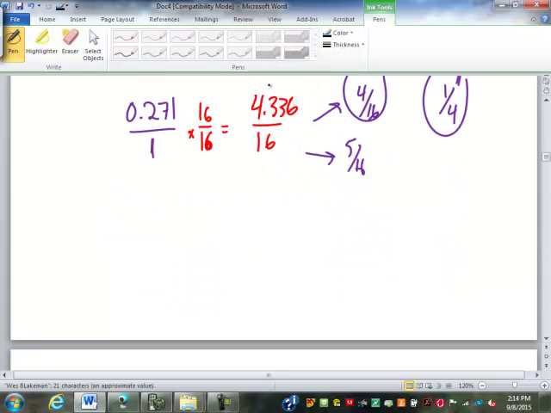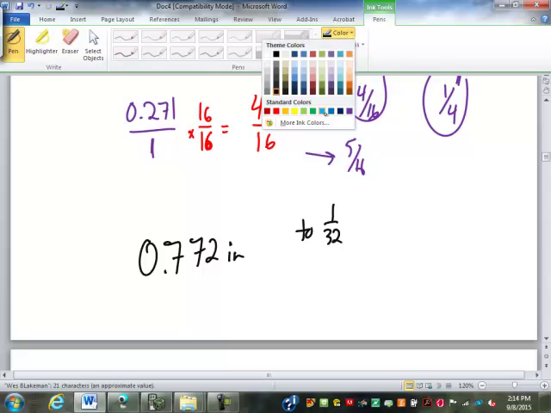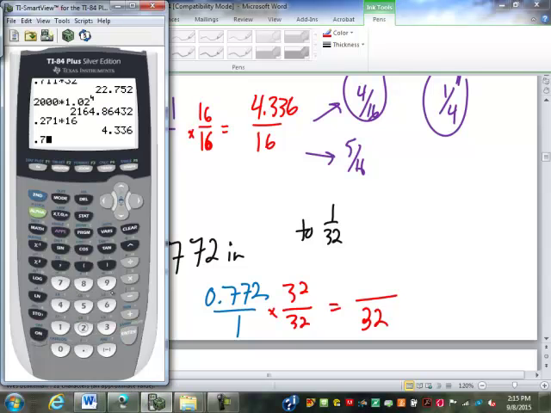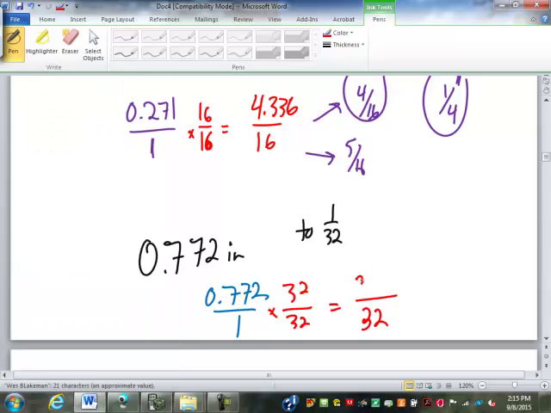Or if you have 0.772 inches, and let's say we want that one to the nearest 32nd. Well, 0.772 over 1, and now it's going to be times 32 over 32. I don't know where 33 came from. So it's 32nds on the bottom, 0.772 times 32, 24.7. Notice all it really needs is that first digit after the decimal point.